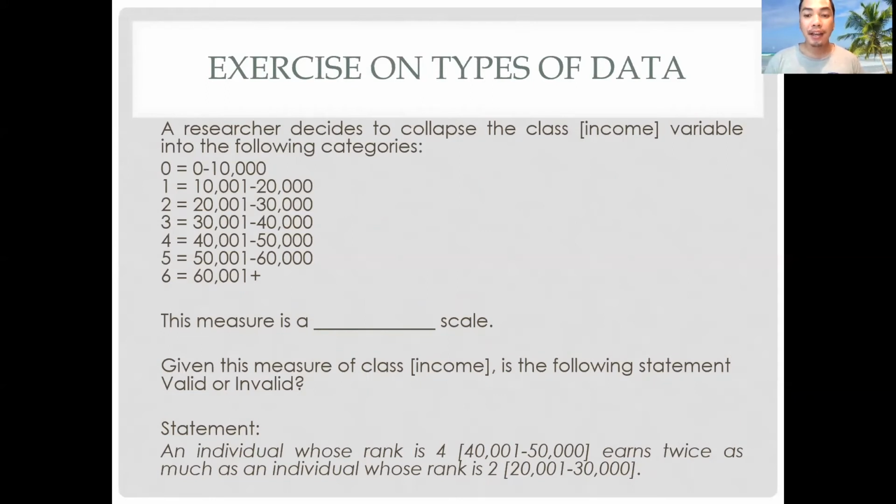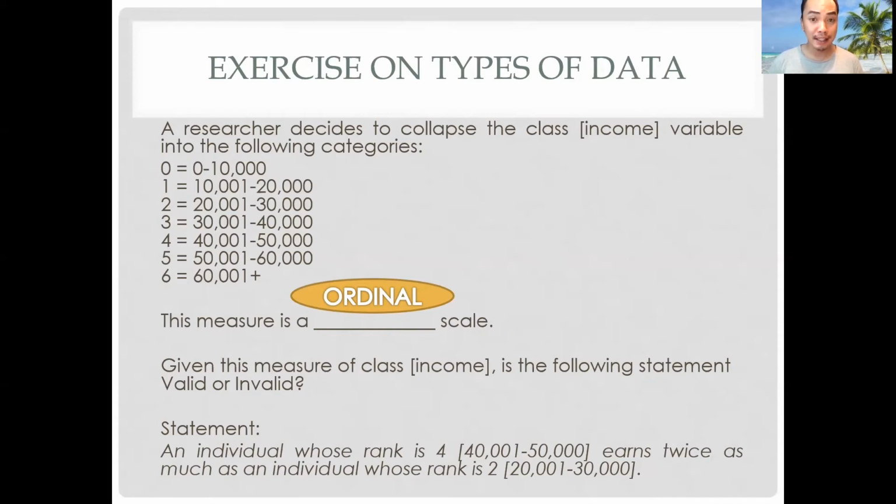A researcher decides to collapse the class income variable into the following categories: 0, 1, 2, 3, 4, 5, 6, with the given ranges of income, such as 0, so the income is 0 to 10,000, and so on and so forth, having 60,001 and higher. So this measure is what type of scale? The answer is ordinal.